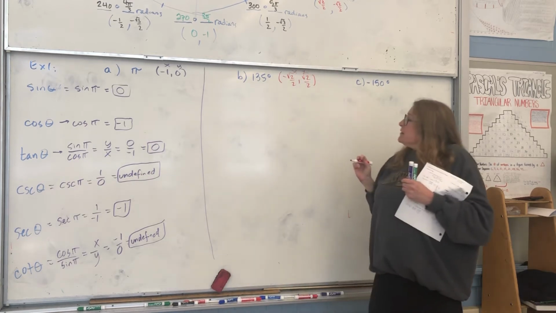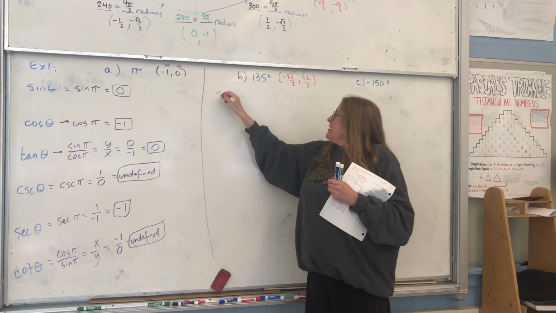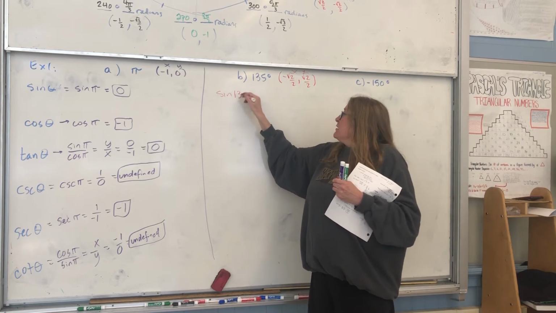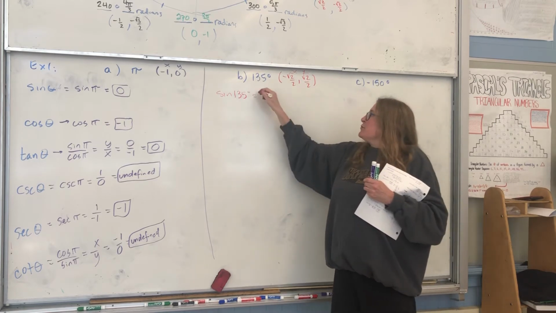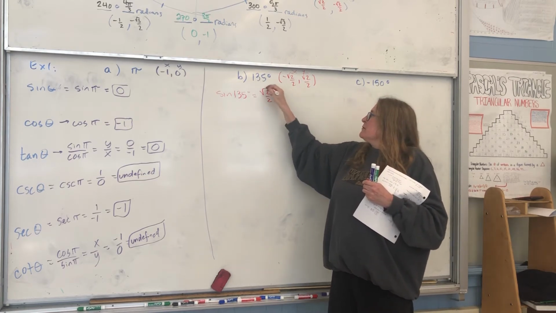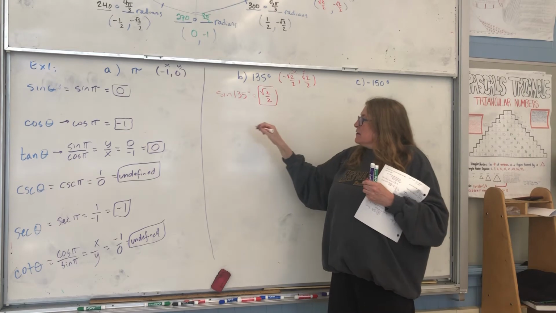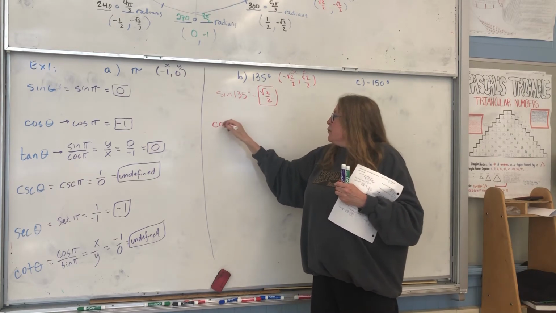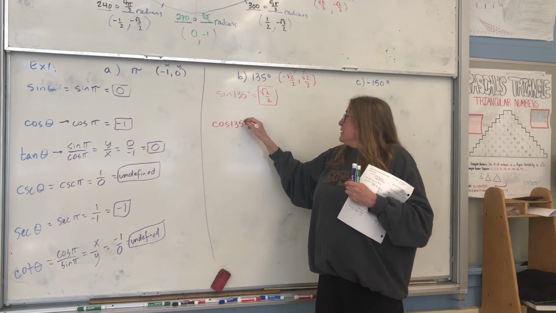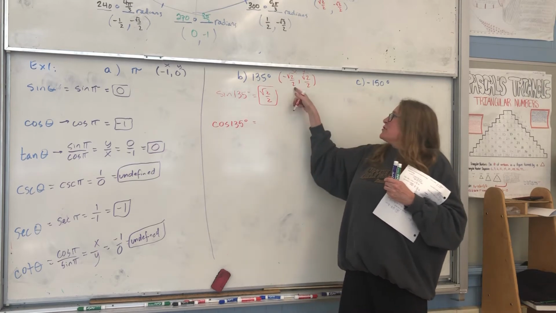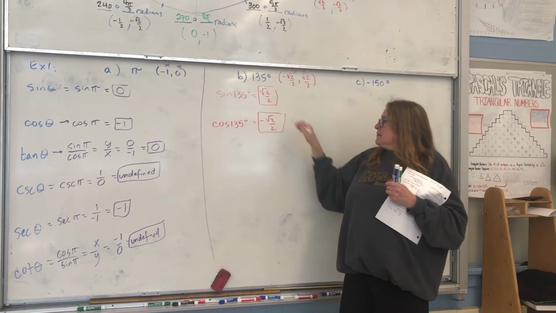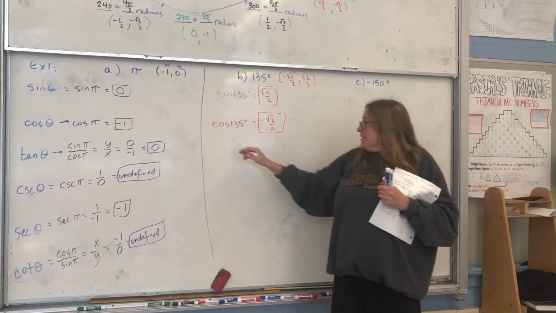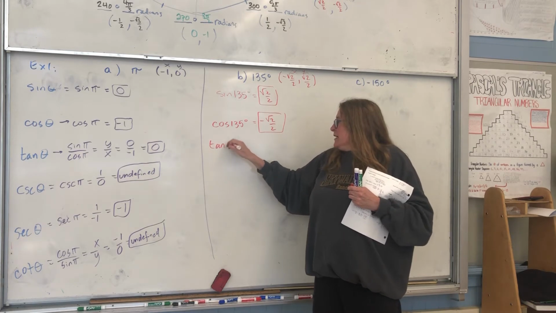right? So let's find the sine of 135. The sine of 135 is the y coordinate. So that's root 2 over 2. The cosine of 135 is the x coordinate. And the x coordinate is negative root 2 over 2. Right? Okay, guys, tangent looks a little funny.